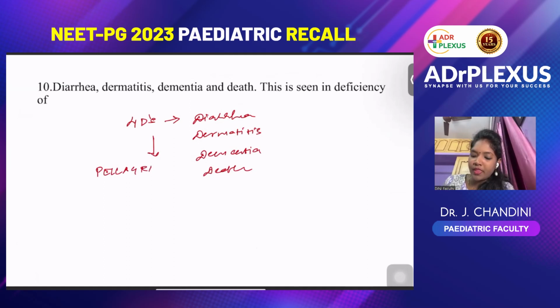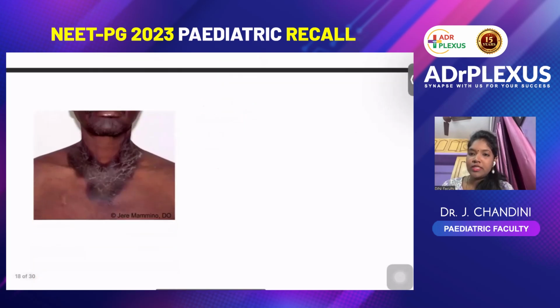What is pellagra? Pellagra is nothing but niacin deficiency. Pellagra is seen in niacin deficiency. So what are the other features of niacin deficiency? You see a hyperpigmented symmetrical area in the sun exposed regions in the neck. So this looks like what? This looks like a necklace, right? So this is called as Kessel's necklace, seen in pellagra. Niacin deficiency. Okay.